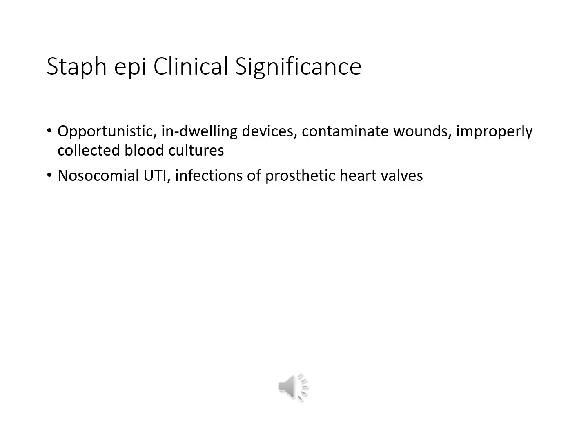This can be a contaminant of a wound culture, and we can also recover Staph epi in improperly collected blood cultures. So if you think back to the specimen collection lecture that we had, it's very important that wound specimens and blood cultures are properly collected, so we try to minimize the normal flora that is just there. Staph epi is also oftentimes a pathogen, and it can cause nosocomial urinary tract infections, as well as infections of prosthetic heart valves.